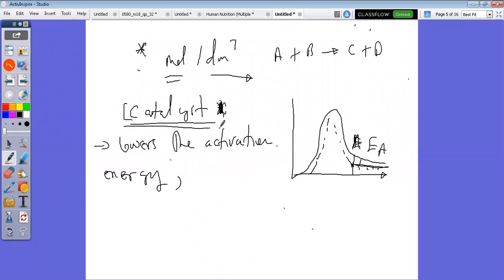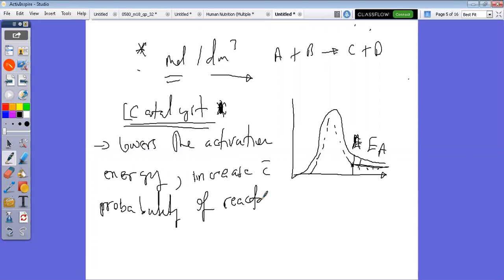So it lowers the activation energy, which means we increase the probability of reactants with sufficient energy. Are we together then? Clear?